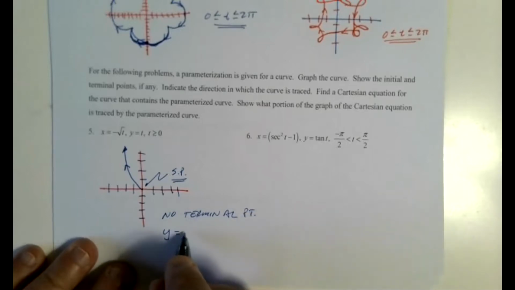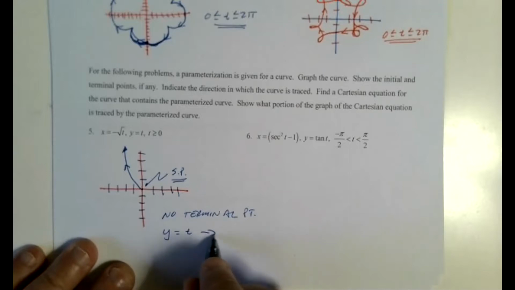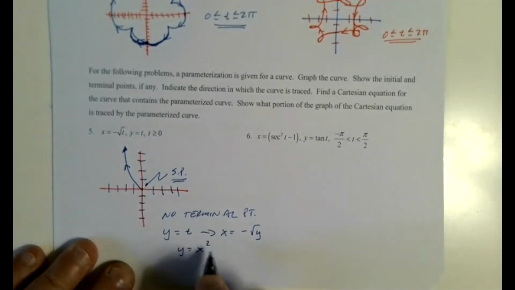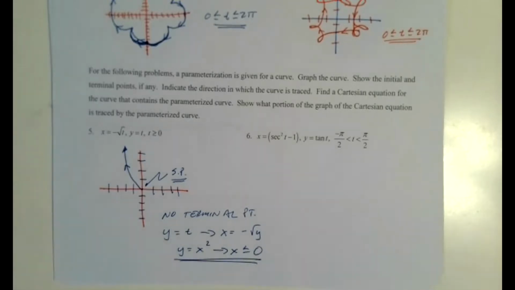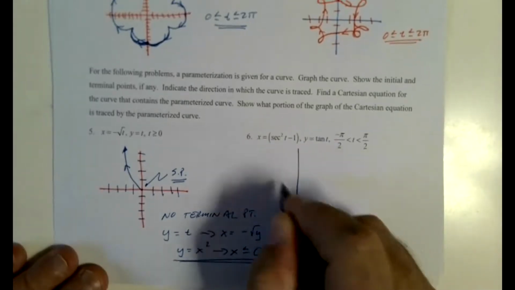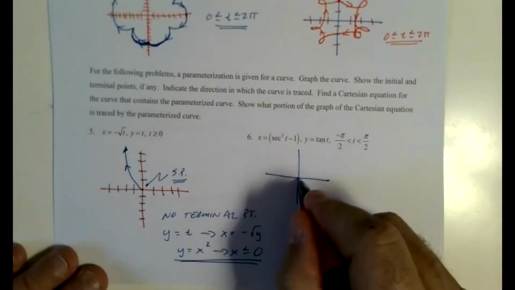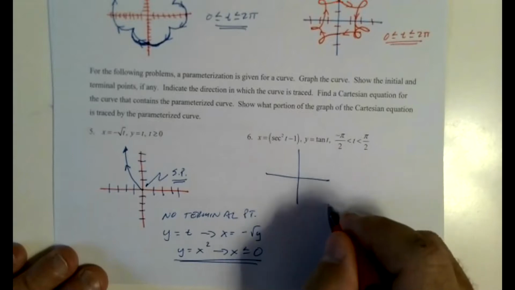And y equals t, x equals negative root y equals x squared. Clearly when x is less than or equal to 0. Sure, whatever. This one is going to be a sideways parabola and negative pi over 2 to pi over 2. So it's got some point here.